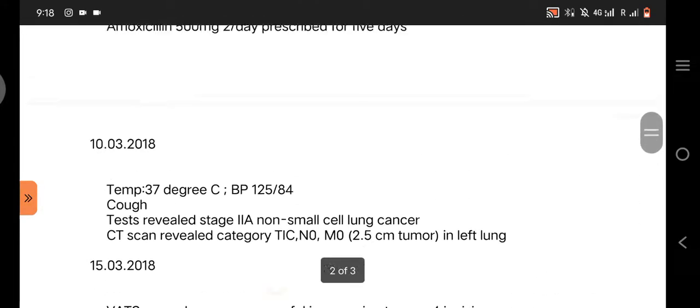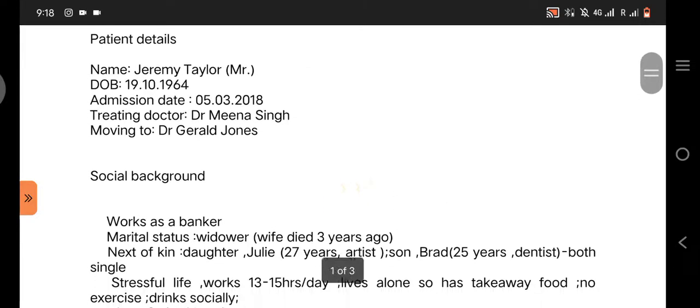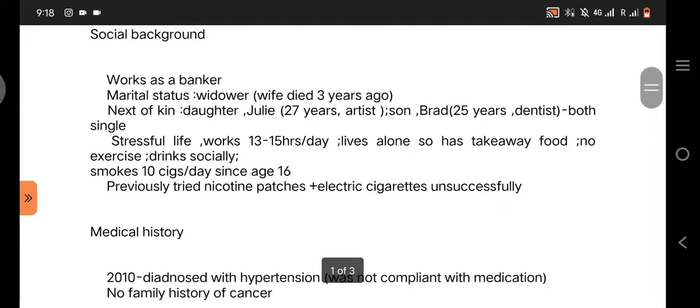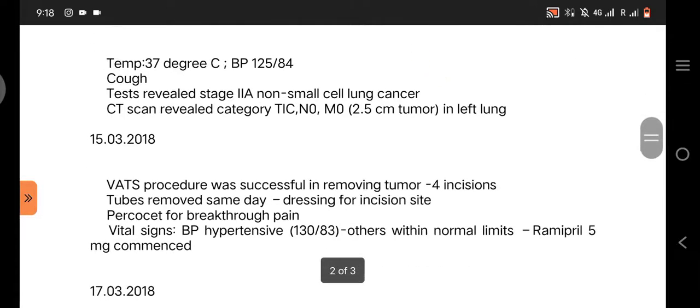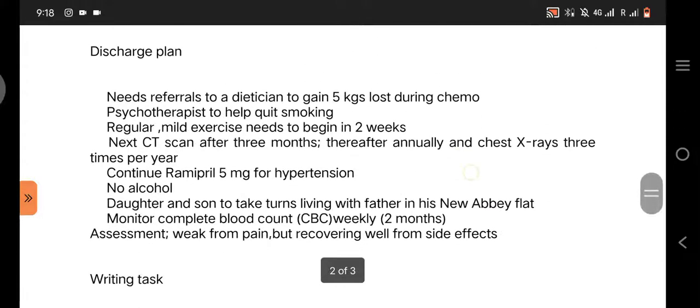Then later on, regarding the past medical and social history, you can write Mr. Taylor works as a banker and is a widower. He leads a stressful lifestyle. He works 13 to 15 hours per day. He smokes 10 cigarettes per day since age 16. He drinks socially. He has had hypertension since 2010 and is not compliant with his medication. All those things will come in the past medical and social history.